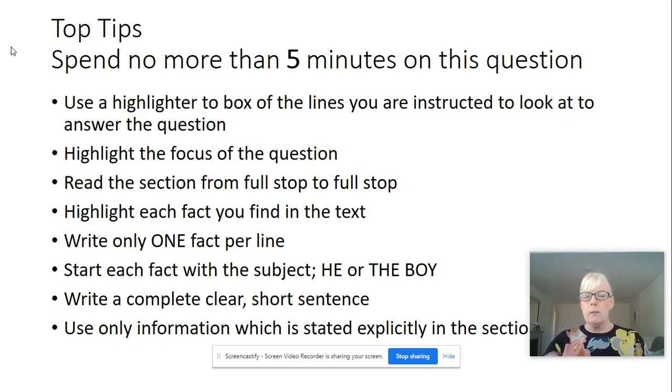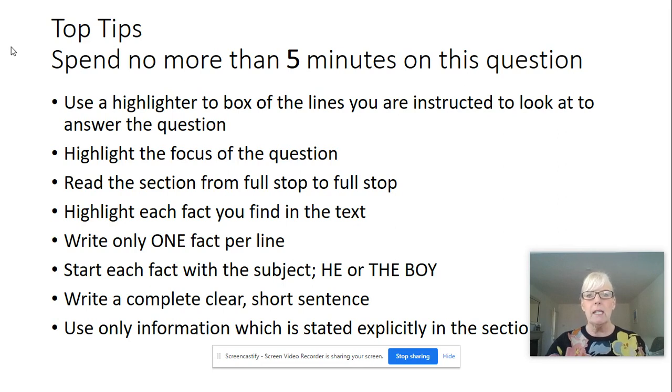Number 2, use your highlighter to highlight the focus of the question. Then you're ready to read your section. So you're going to read from full stop to full stop. It's very important that you get used to doing that, because sometimes if you don't read to the full stop, then the meaning is not fully understood of what the sentence is trying to say. A sentence contains one complete idea, you'll remember. So we need to actually read past the commas, past the semicolons, all the way to the full stop to make sure we really understand what's going on.